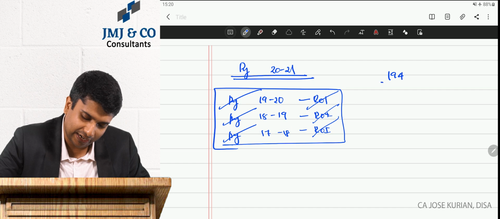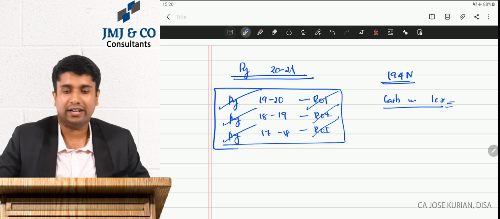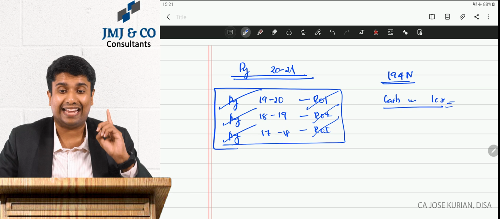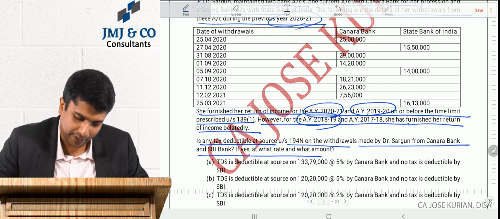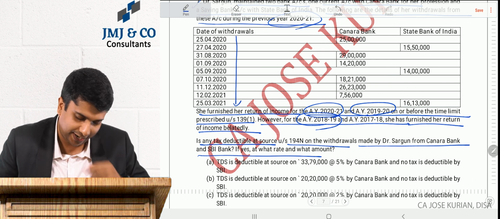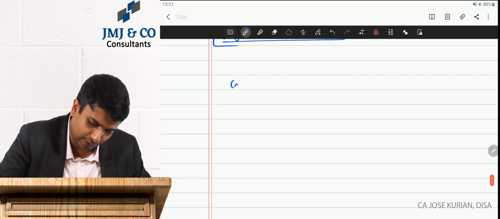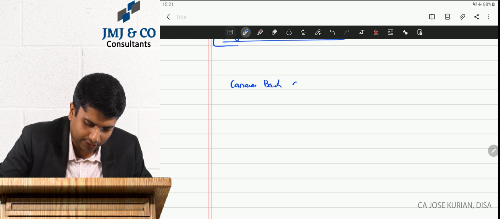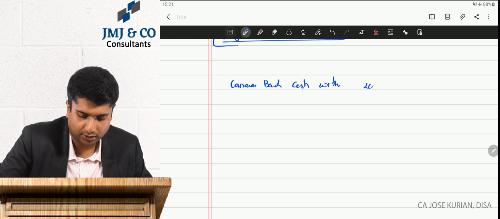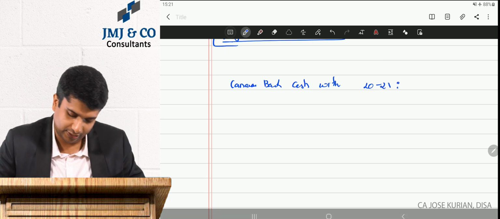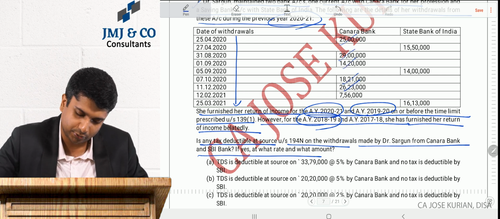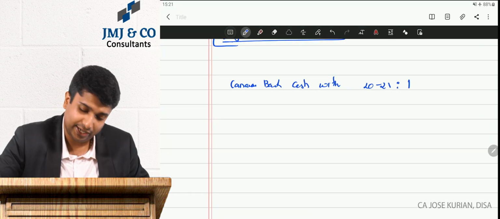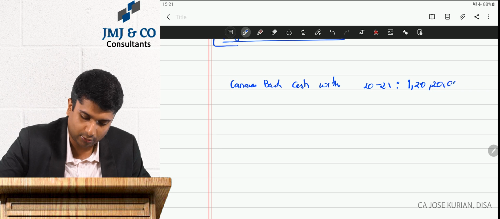So 194N will be applicable only if the cash withdrawal exceeds 1 crore, and the rate is 2%. Alright friends, so let's have a detailed look from Canara Bank. What is the total withdrawal that she has made in the previous year 2021? So let's compute the total. From Canara Bank, the total cash withdrawal in the year 2020-21 is 25 lakhs plus 29 plus 14.20 plus 18.21 plus 26.23 plus 7.56. The total would be 1 crore 20 lakh 20,000.